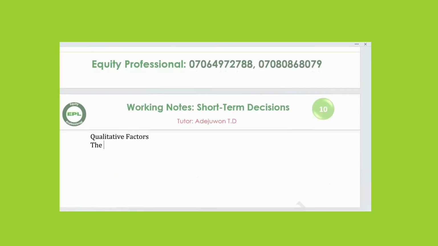The following qualitative factors should be considered under make or buy decision.